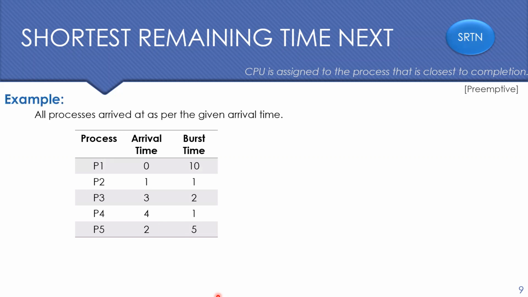You can see 5 processes with their arrival time. Here, arrival time is the time at which the process has arrived, with burst times of 10, 1, 2, 1, 5. Let's have the Gantt chart.